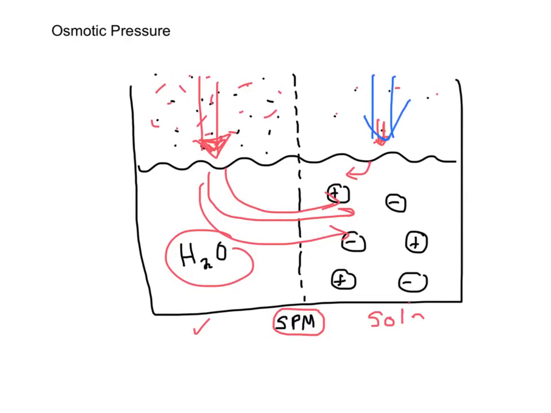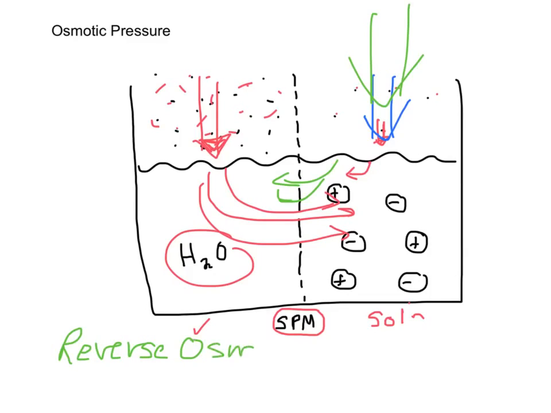What if I exerted a pressure even greater than that? What if I decided to exert a ton of pressure over here? I could actually get the water to go the other way. You may have heard of that. That's called reverse osmosis. And that allows us to take the water from a solution and send it over into just the water. It's a way of purifying water.